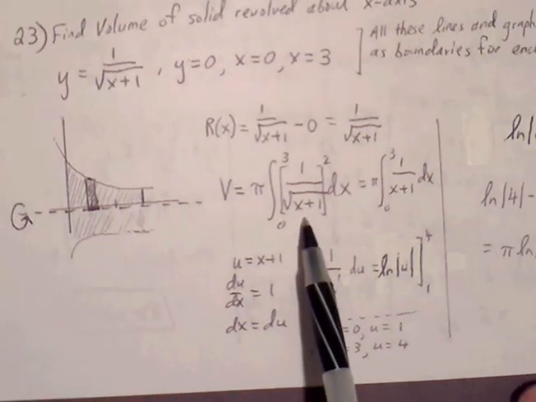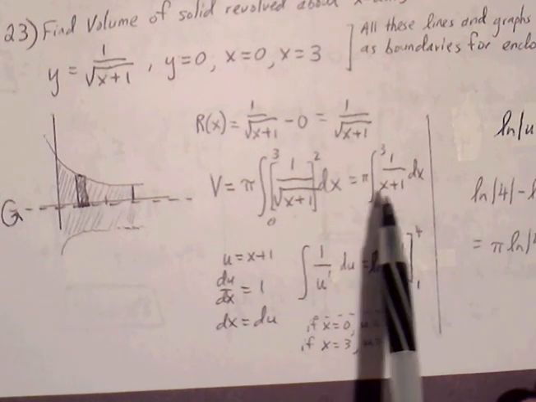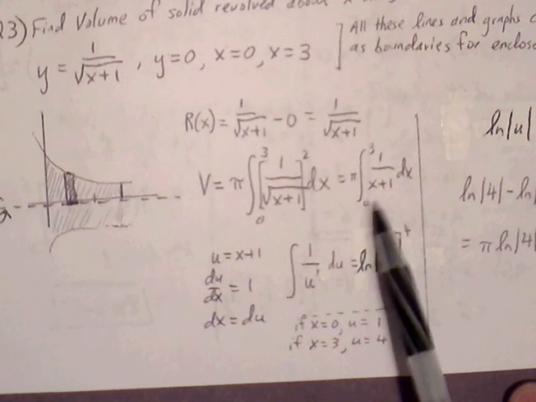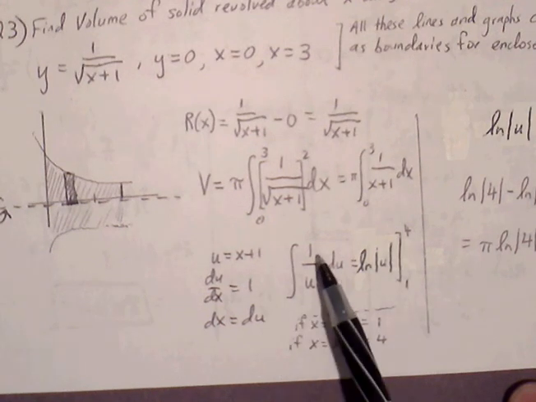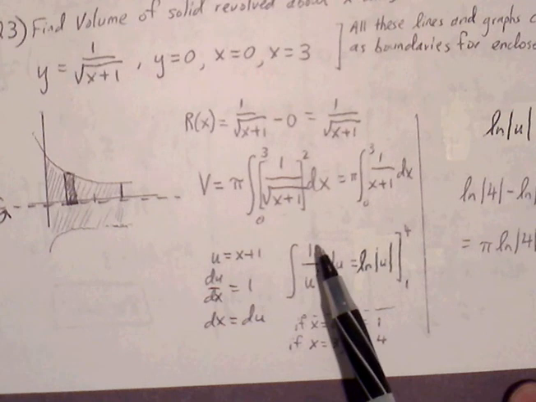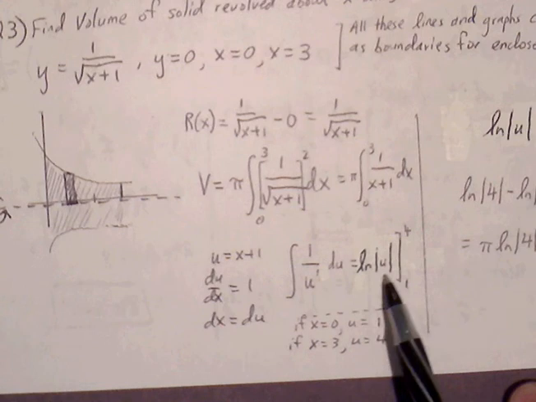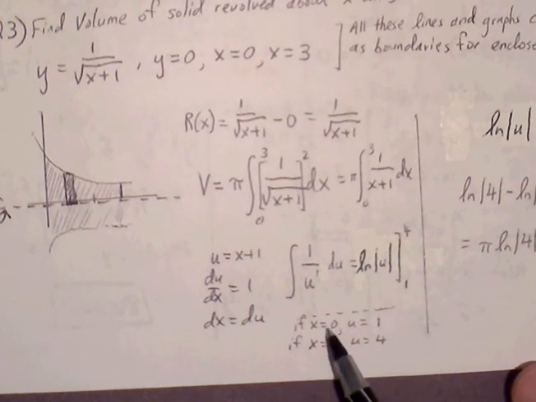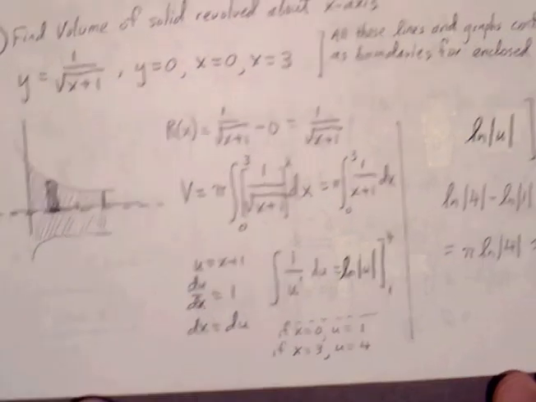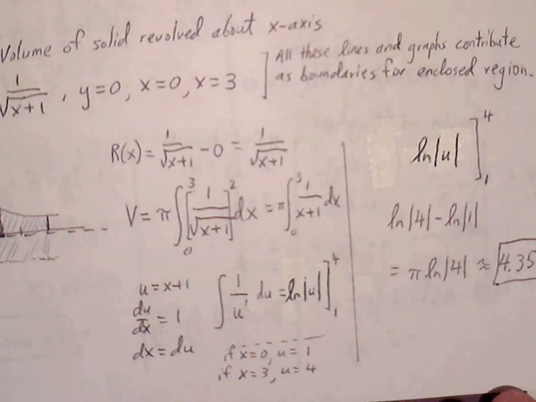The square root will cancel out once we square that, so simply 1 over x plus 1. We can go through u substitution. U is x plus 1. Derivative is 1, dx equals du. Now this matches up nicely with the natural log rule with the integral of 1 over u to the first power du, which is natural log of u. Plug in the upper bound, so ln of 4 minus ln of 1.